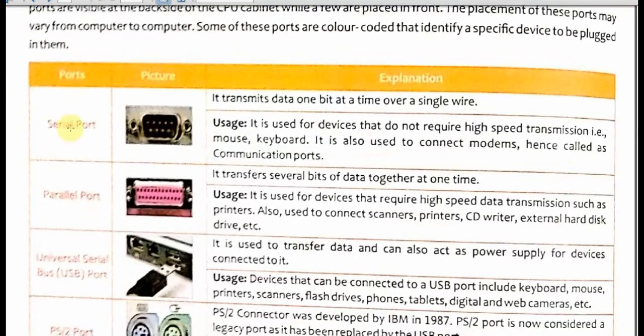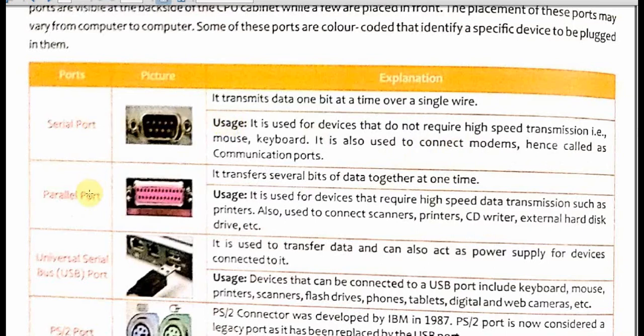First one is serial port. It transmits data 1 bit at a time over a single wire. Now usage, it is used for devices that do not require high speed transmission. It means slow speed transmission can be done with serial port.